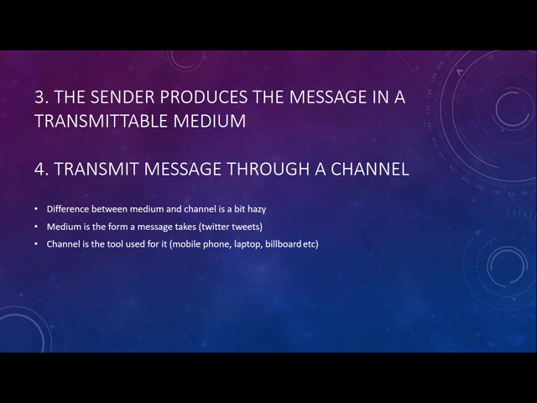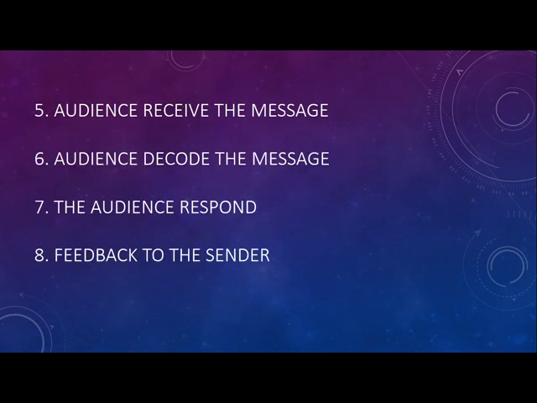The next step is to transmit the medium through a channel. Now I'll just mention that the difference between medium and channel is a bit hazy, a bit unclear, a bit confusing at times. These are more or less the same things, but medium, as we have already discussed, is the form that a message takes, like a Twitter tweet, but channel is the tool that we use for it, right? We want to put a tweet on Twitter. Now that is a medium, but what is the tool we are going to use for it? Maybe a mobile phone, maybe a laptop. Maybe we want to display a colorful advertisement. Now the colorful advertisement is a medium, but the channel would be to display it on a billboard, right? Or maybe to put it on some other digital channel. So what happens? The sender produces a message in a transmittable medium, and then number 4, transmit the message through a channel so that it can reach the audience.